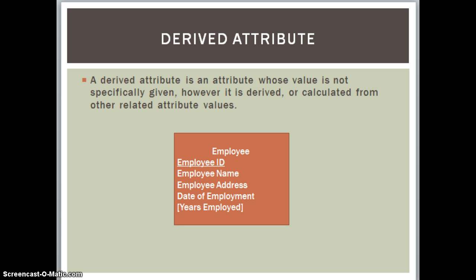A derived attribute is an attribute whose data isn't generally given, however can be calculated using related data from other attributes. Here we can see that the derived attribute years employed can be calculated using the date of employment attribute and the current date to calculate the years employed for a certain employee. A derived attribute can be categorized by its set of brackets.